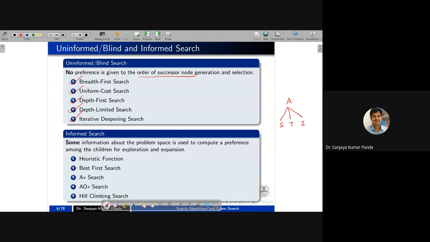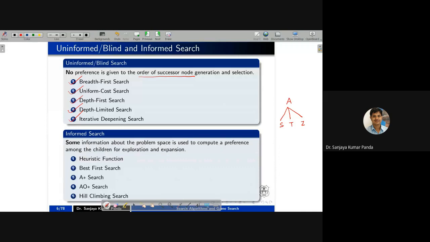In addition to that, we will see another search strategy called bidirectional search. All these strategies are unidirectional, one way only. But when you go for bidirectional search, you will find that searching takes place from both sides.